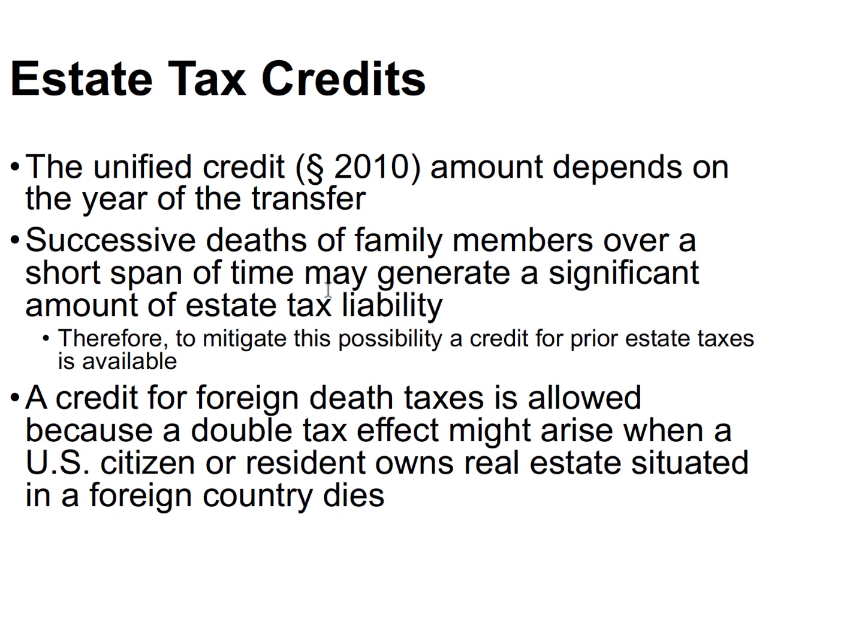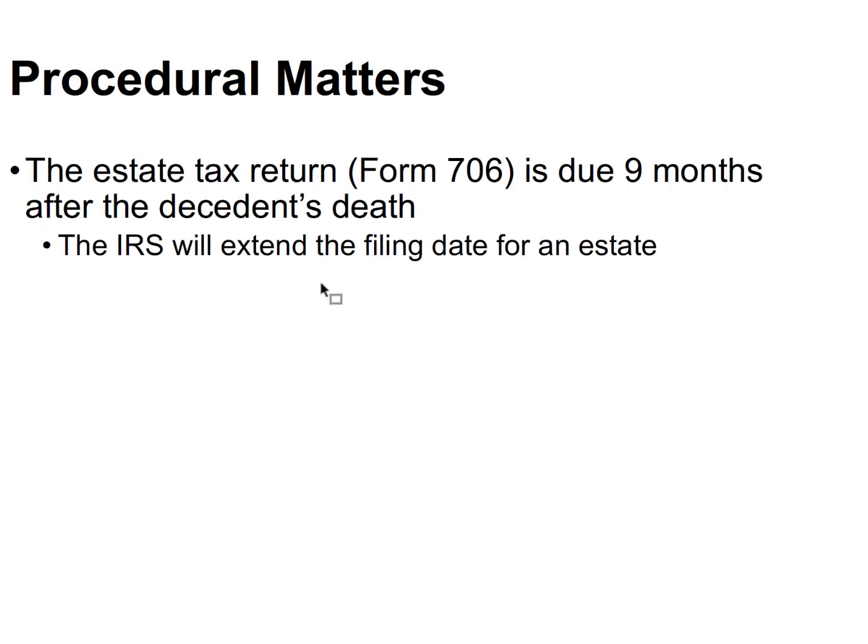Successive deaths of family members over a short span of time may generate a significant amount of estate tax liability. A credit for foreign death taxes is allowed because a double tax effect might arise when a U.S. citizen or U.S. resident owns real estate situated in a foreign country. So it's very similar to the foreign tax credit for the income tax system. There's a foreign death tax credit allowed on the estate tax as well. And then Form 706 is due 9 months after the decedent's death, and the IRS will extend the filing date for an estate. That's the filing date, not the payment date. And that's almost always automatic, just so you know.